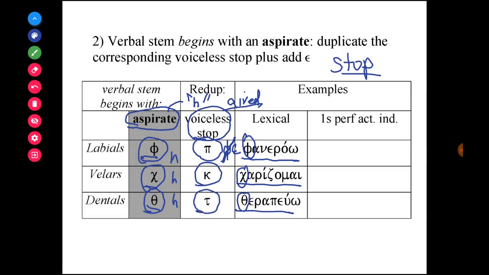Remember, these are the aired or voiceless stops, because if you say P, P, or kappa, K, or tau, T, there's a little bit more air to pronouncing the words than, say, the unaired stops, like beta for the labials, or gamma for the velars, or the delta for the dentals. So you don't use the unaired stops, you use the ones that give you that puff of air. And so let me clear the board.